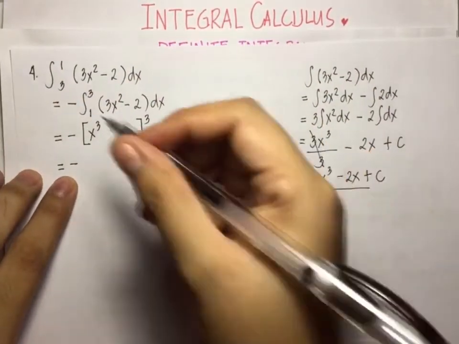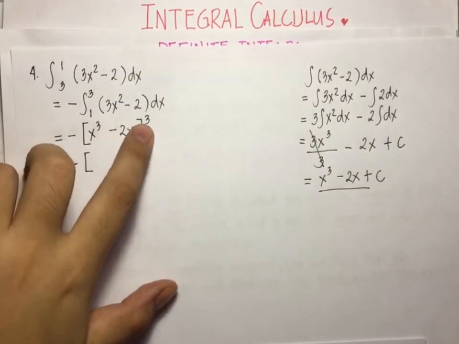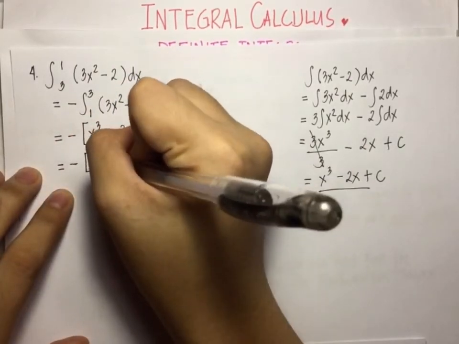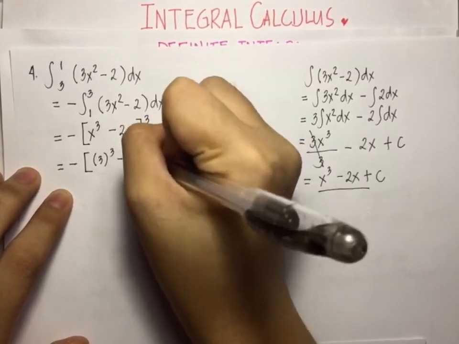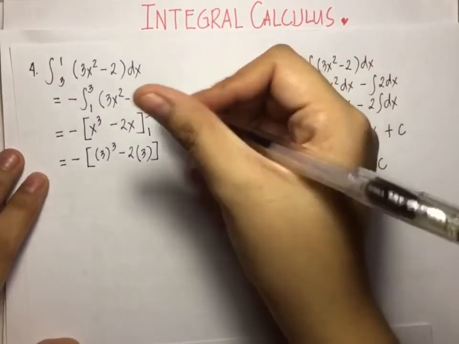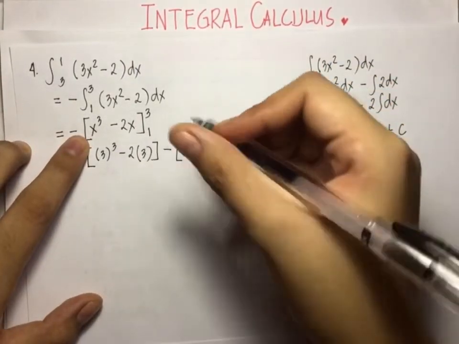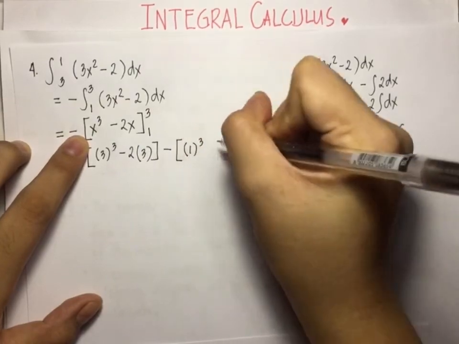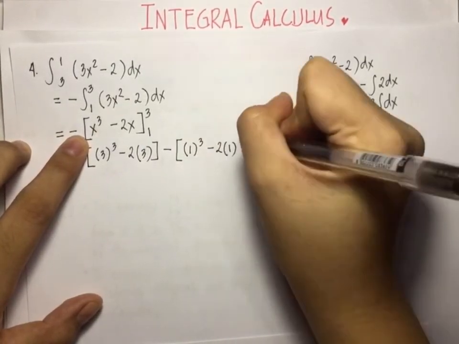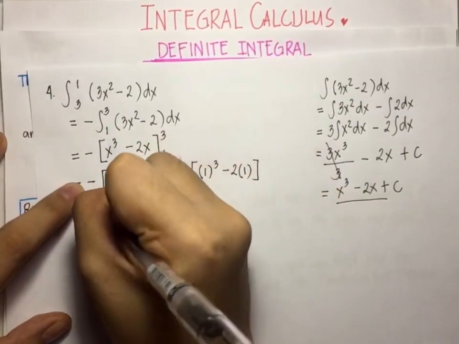Do not forget the sign. You first replace x with the value of b. So 3 raised to 3 minus 2 times 3, minus, replace x with the value of a. So 1 raised to 3 minus 2 times 1. Then simplify. Do not forget the negative sign.